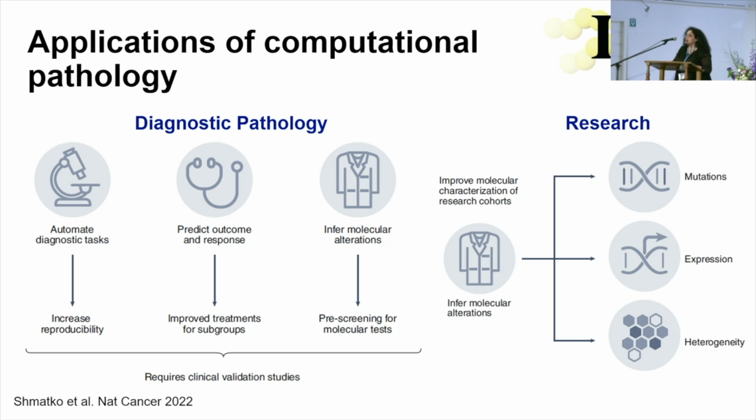In terms of research, there are many things that AI can do. Just a few examples: detect genetic alterations, not only genetic alterations, but also predict gene expression, perhaps assess heterogeneity, and many others.